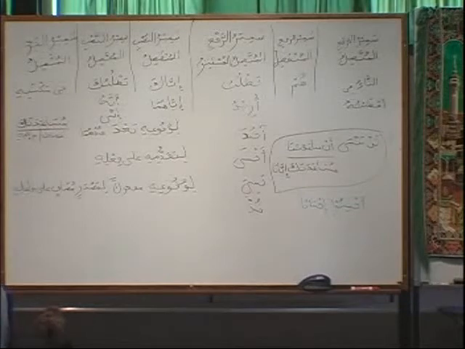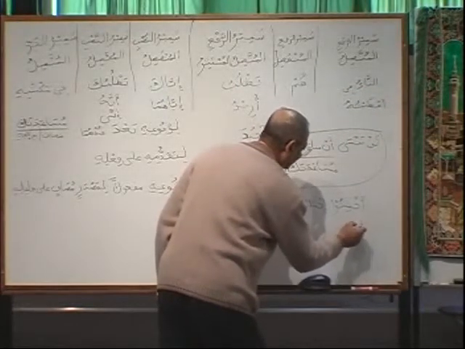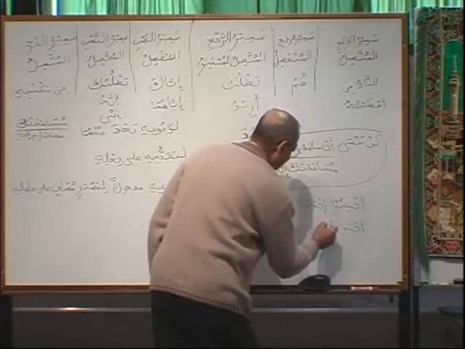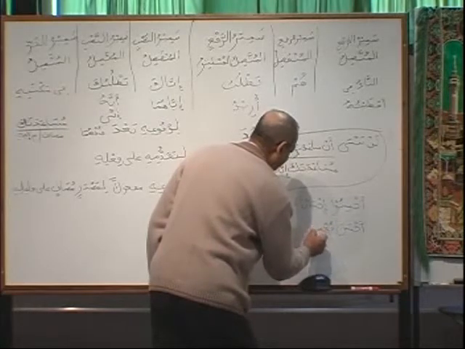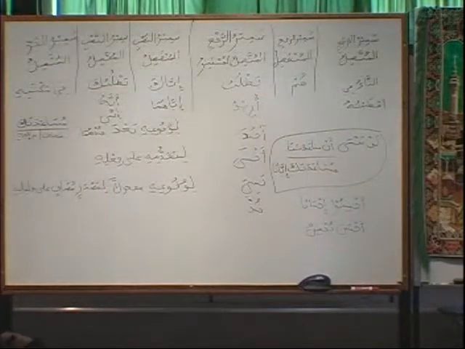Hassan, what did I write? Ahsana, ihsan. What form of verb is this? Form 4. What is the verb? Ahsana. Yuhsinu. Ahsana, yuhsinu. Okay. And from here, brothers and sisters, yuhsinu.